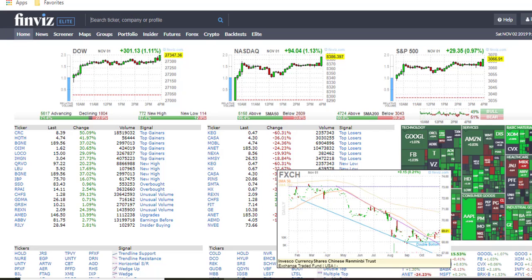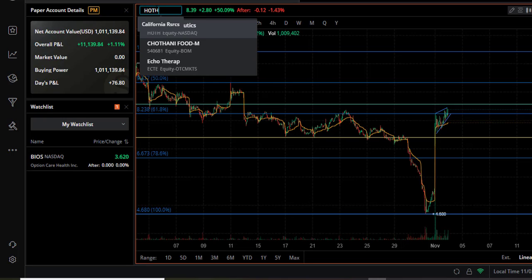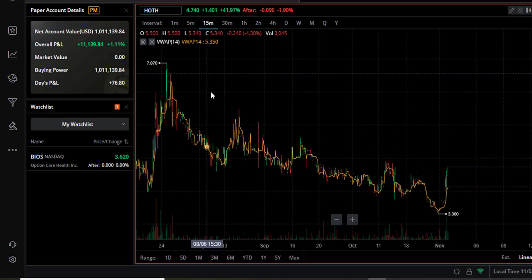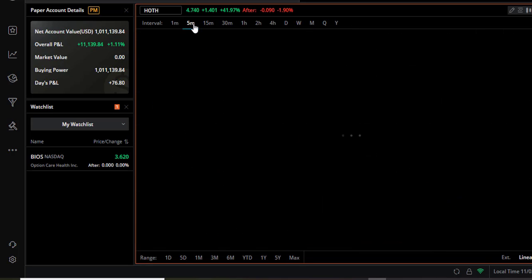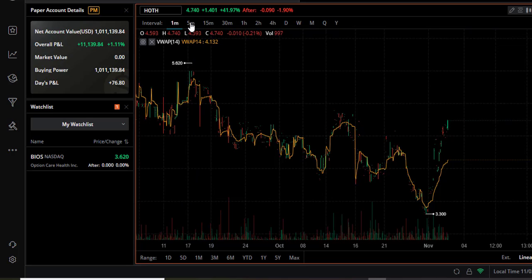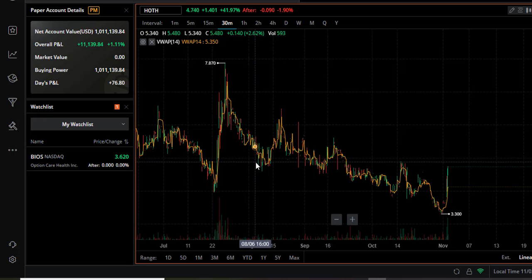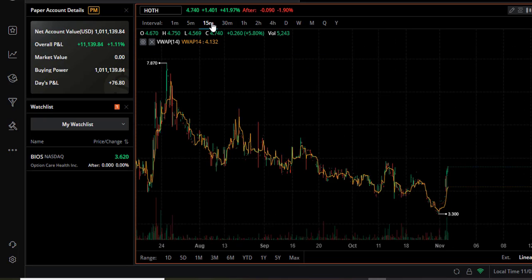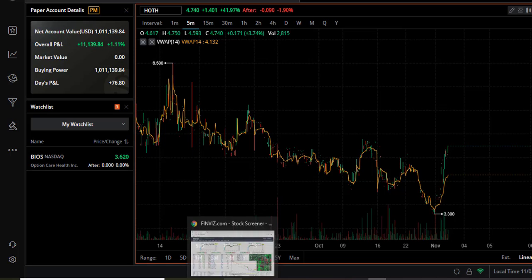HOTH. And I'm using Webull, if anybody has that. So yes, here again we look at this stock. It's trending down. I look at it on the different timelines, and this is something I wouldn't trade because I'm not seeing anything really with this. So I wouldn't trade that.